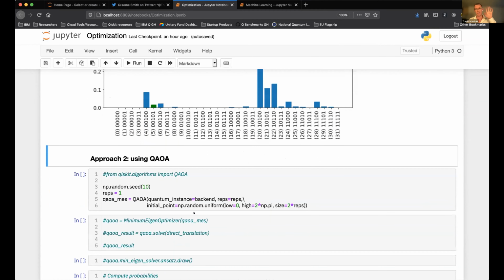Now we're going to try a different approach, which is the quantum approximate optimization algorithm. And this was introduced back in, it's like 2014 or something like that.